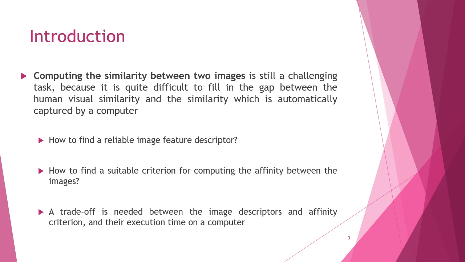Computing the similarity between two images is still a challenging task because it is quite difficult to fill in the gap between the human visual similarity and the similarity which is automatically captured by a computer. So, some main questions arise. First of all, how to find a reliable image feature descriptor. Secondly, how to find a suitable criterion for computing the affinity between the images. It is clear that a trade-off is needed between the image descriptors and affinity criterion and their execution time on a computer.